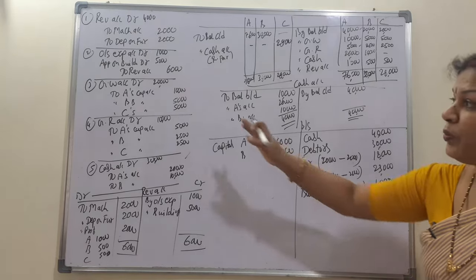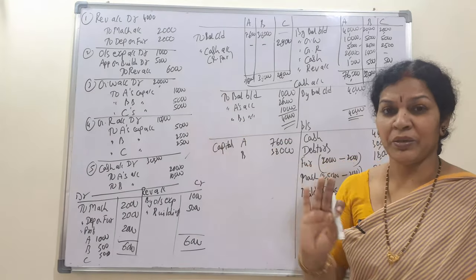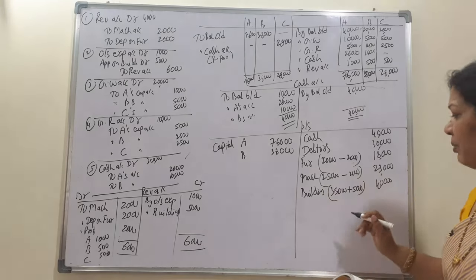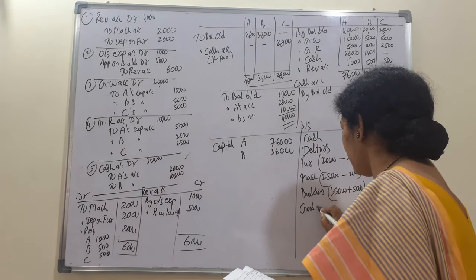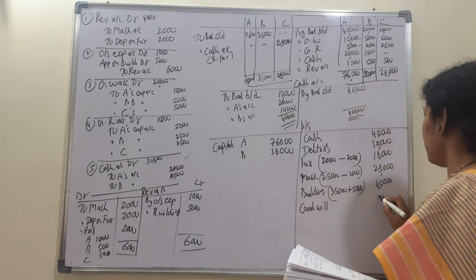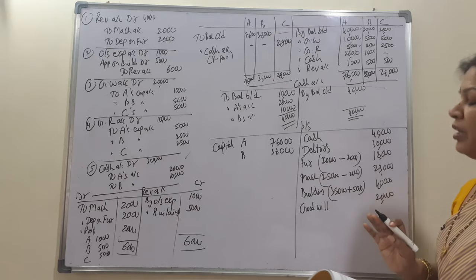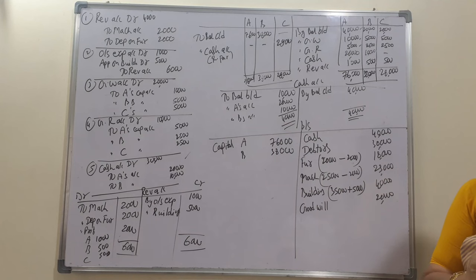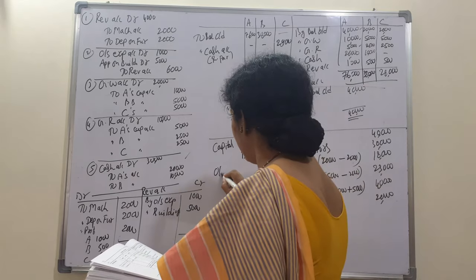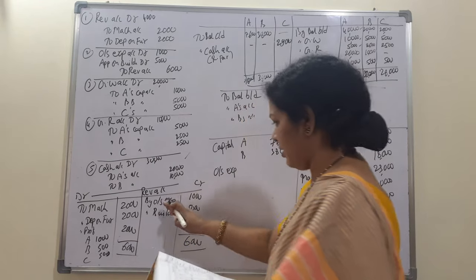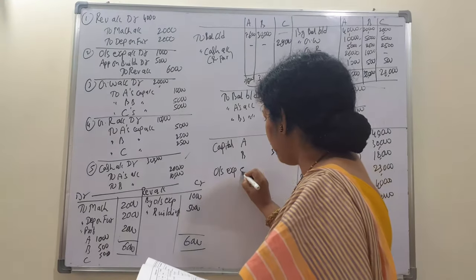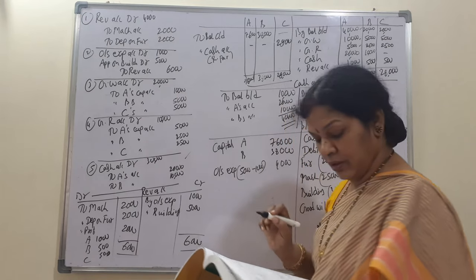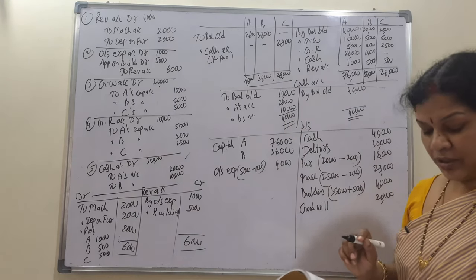Next, what else? Goodwill is distributed to the partners, but not written off. Not written off means it is in the business. When it is in the business, we'll show it in the balance sheet. Goodwill is 20,000. Now coming to the liability side, we have written only the capitals. What else? Outstanding expenses are there. Outstanding expenses already given is 5,000 and it asks us to decrease it. Total 5,000 minus decrease, so it will be 4,000 only. Next, what else? Creditors. Creditors is 25,000.